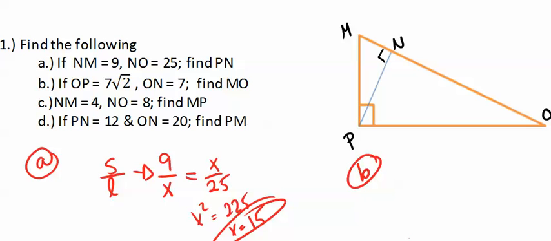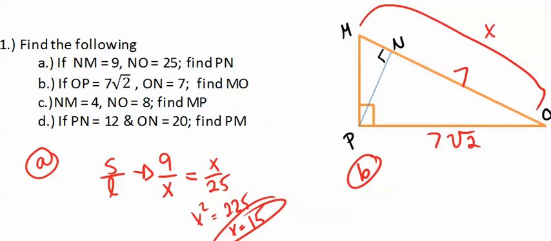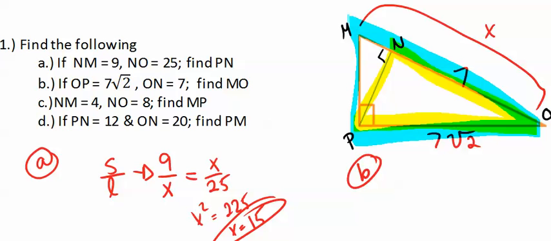Now let's fill in for letter B. If I give that OP is 7 square root of 2, and ON is 7, and we want to find MO, which is this right here. Again, let's look at what the triangles are that are given. We're given this piece down here, and then this one right here. Of the yellow triangle, 7 is considered the long piece, 7 square root of 2 is the hypotenuse. And from the blue piece, 7 square root of 2 now is the long piece, and x is the hypotenuse.